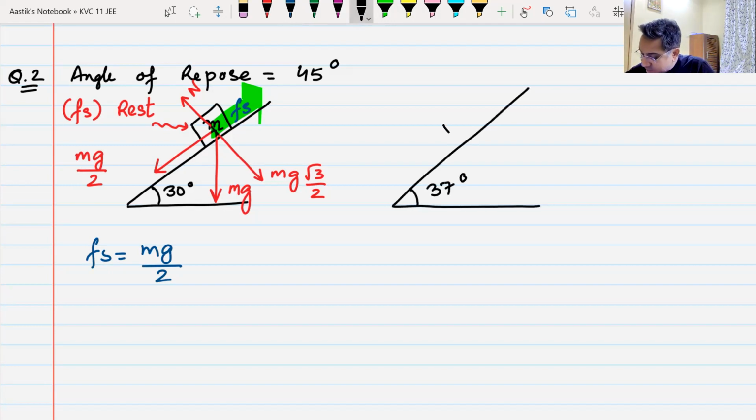I increase the angle to 37 degrees. This is the same experiment that you are supposed to do. The angle of repose is still the same. You must know what is sine 37, cos 37. Do you know this? Yes or no? Okay. Then again, the same question. Does the body move? What type of friction? What is the value of friction? You have 2 minutes to do it.